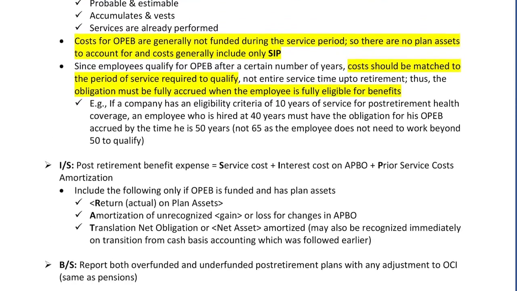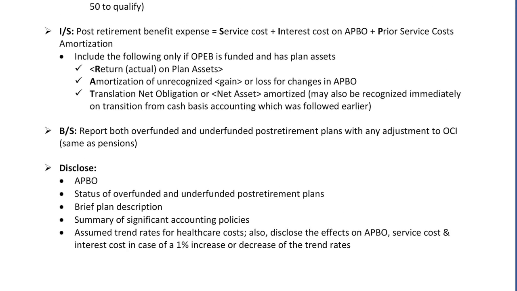On this page, we're talking about the income statement reporting, the balance sheet reporting, and the last one, disclosure. On disclosure, you have APBO, the status of overfunded and underfunded post-retirement plans, a brief plan description, and a summary of significant accounting policies. But the most interesting one that I find here is assumed trend rates for healthcare costs. Here, you're also required to disclose, highlight effects, and highlight in case of a 1% increase or decrease of the trend rates. So what happens to the numbers for these OPEB healthcare benefits if the healthcare costs increase or decrease?